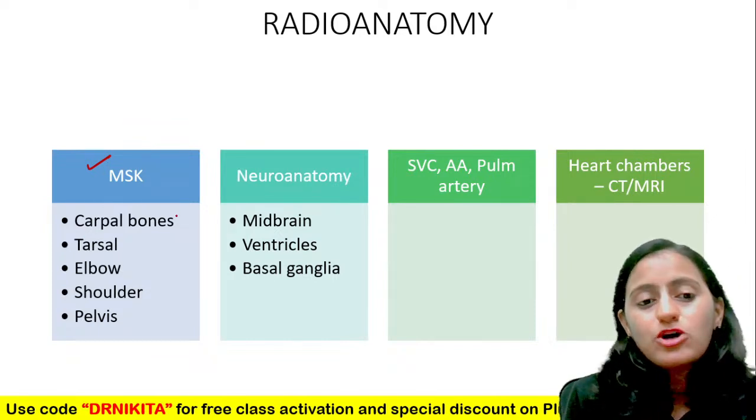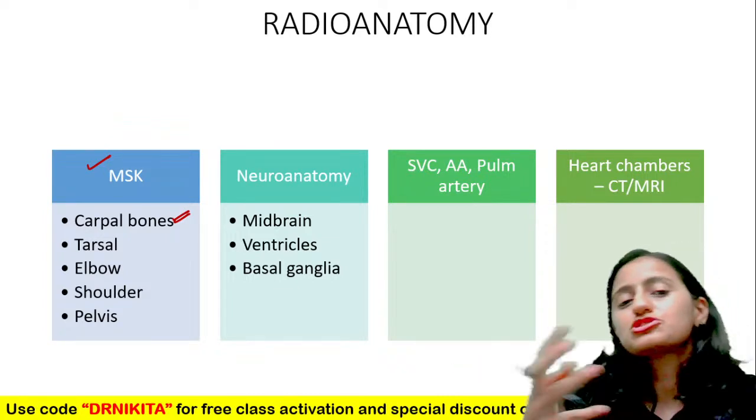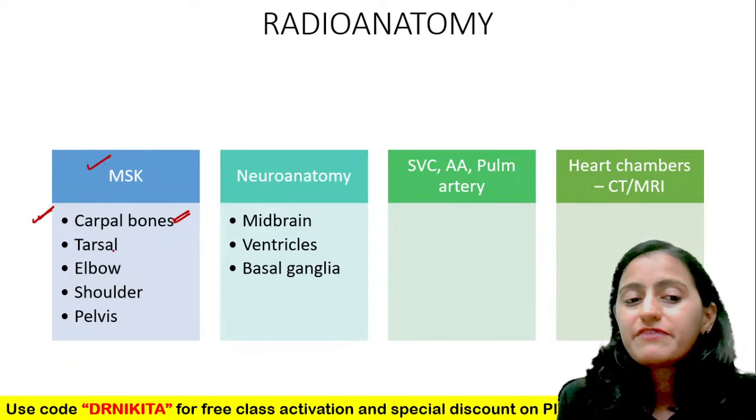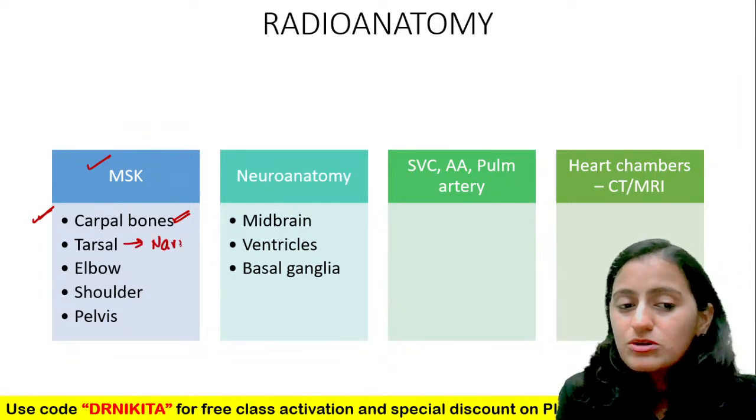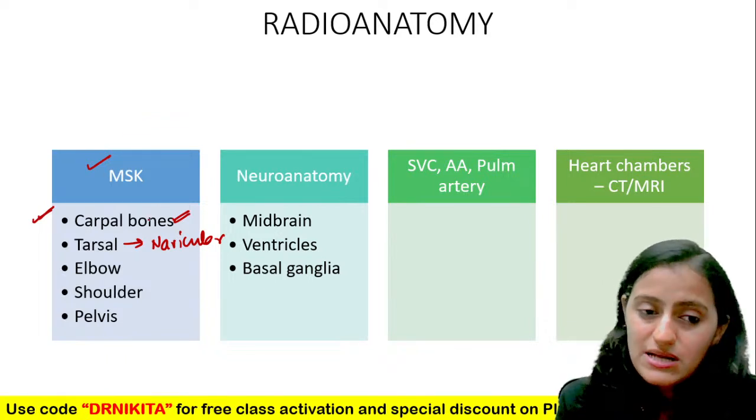Yeah, okay. So identification of carpal bones is important, right? Which is capitate, which is hamate, all of that is very, very important. So you should know how to identify carpal bones. In the tarsal bones, it is important. The recent exam had identification of navicular, which was asked.